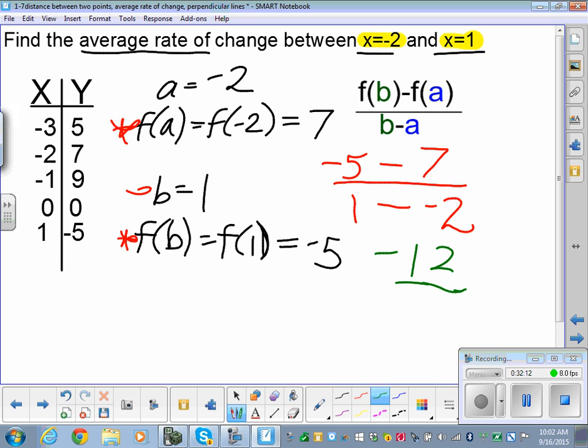And then on the bottom we have 1 minus -2. So when you minus the negative, that's the only time you'll change the sign. So that'll be +3. So -12 divided by +3 is equal to -4. So our average rate of change was -4, which just means it was decreasing by 4. So now you can do problems 4 through 6. Be careful.